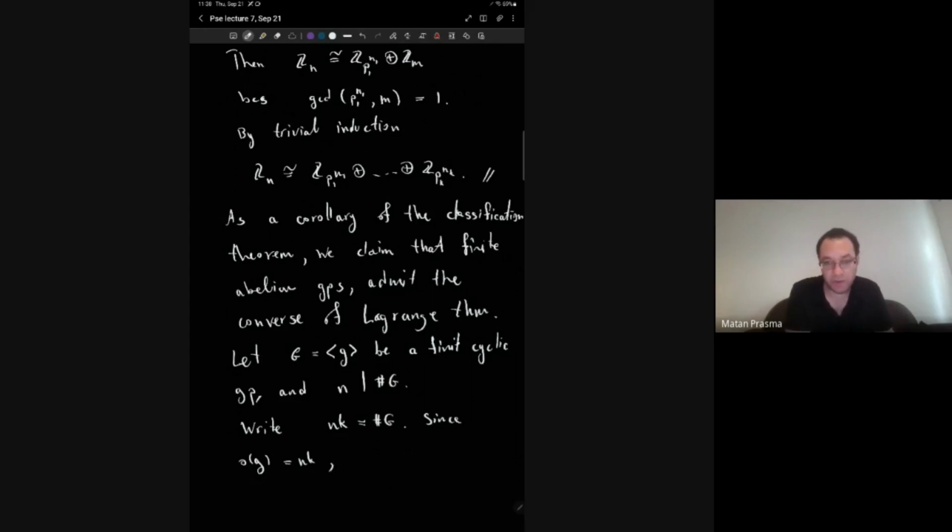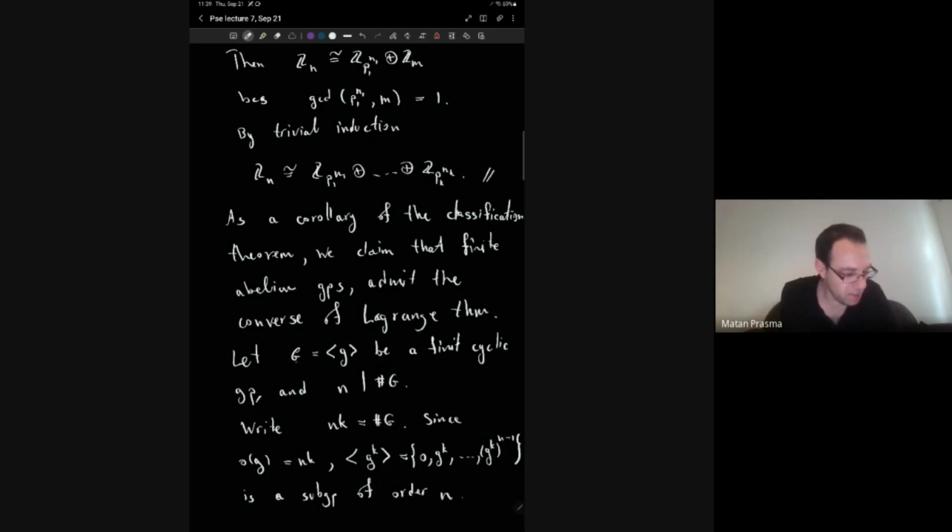And if the order of g is n times k, I can look at the group generated by g to the power k. This is the set of e, which is g^k to the 0, g^k, up to g^k to the n minus 1. When I do g^k to the n, I get the unit element. I guess in our notation we don't use e, we use 0. But this is a subgroup of order n. Okay, so the converse of Lagrange theorem is true for cyclic groups.